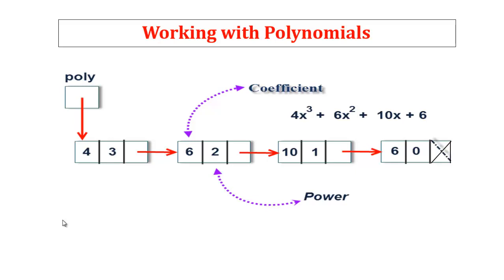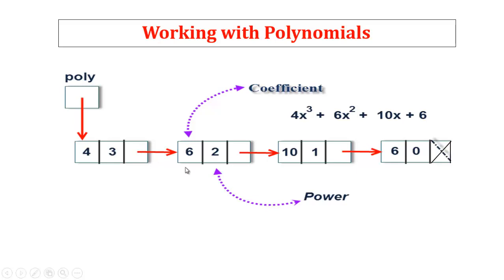One is called a data field, another is called a next field. Here we are going to consider three different types of notation. One is called a data field. Data field is called a coefficient. Coefficient is 4. And then the second field is called an exponent value. Exponent is 3, that is 4x power 3. And the third field is called a next field, pointing to the next node address.